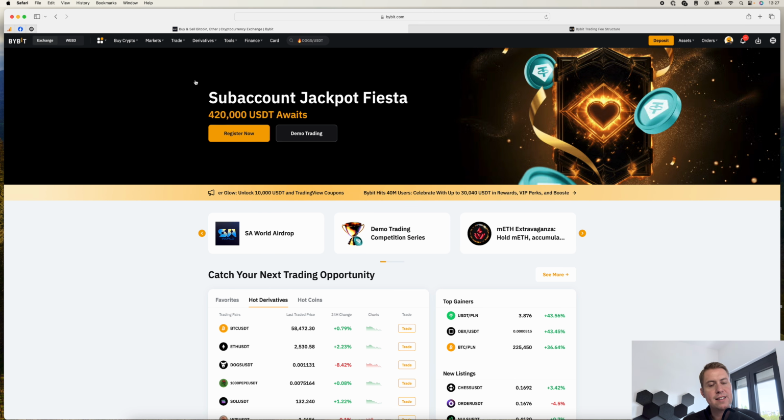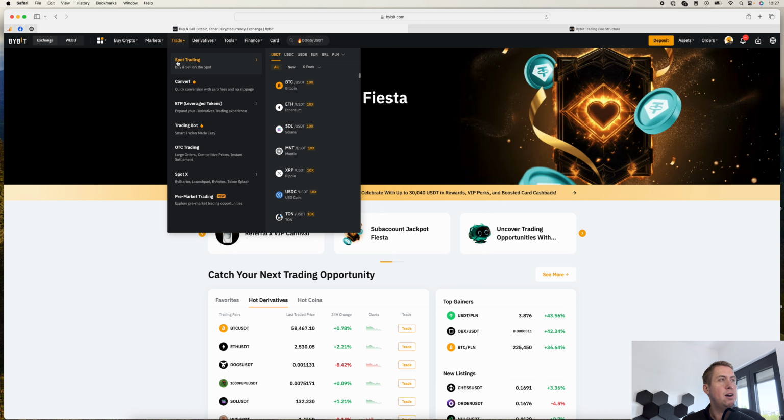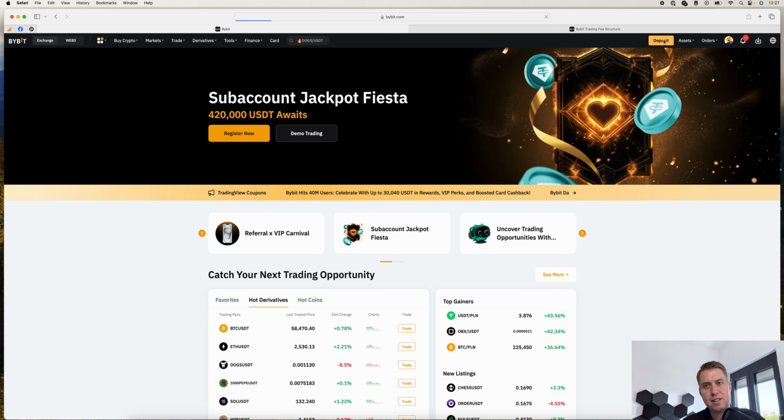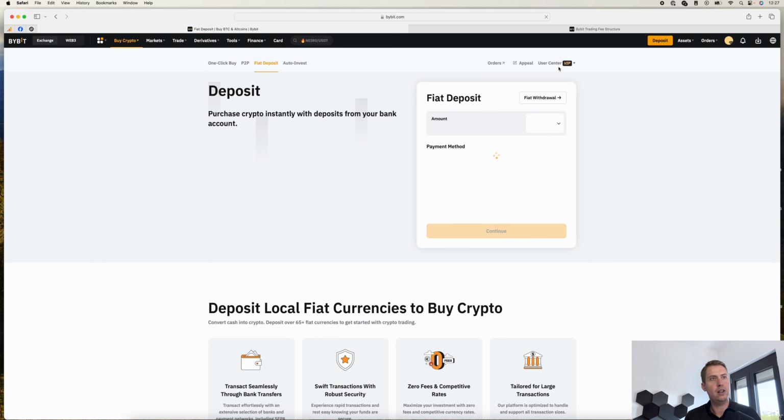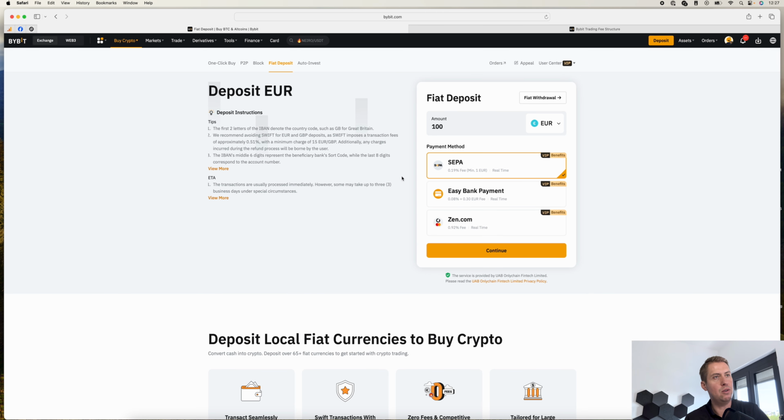One of the things where they charge you a bit is if you want to deposit money. However, if you want to deposit cryptocurrencies, that's basically free, so they don't charge you anything, no matter which cryptocurrency you are depositing here. So that's free. However, if you want to deposit euros, for example, they charge you a bit.